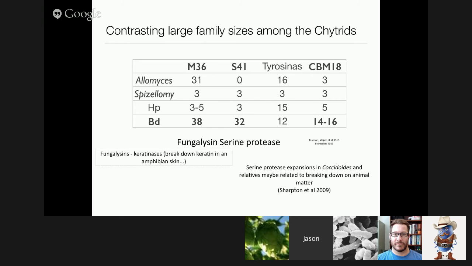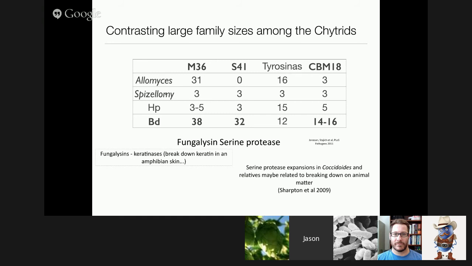And you can see for some of these families, like the tyrosinaceae, the S got cut off, but that it was not significant. That wasn't really that much larger in BD than its relative. So we kind of discounted that one for the future study. But basically, we took these families, and we realized that the M36 family are, in fact, what are called fungal lysins, which are known to be keratinases, known to break down keratin, which is in the amphibian skin. So that's a really interesting family to find expanded.